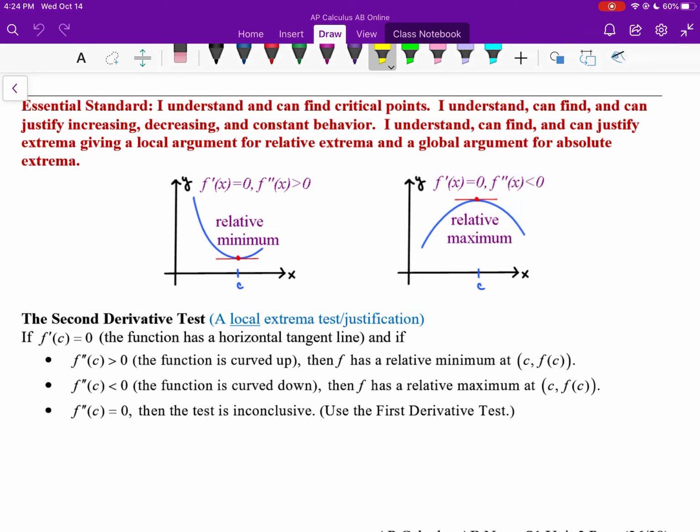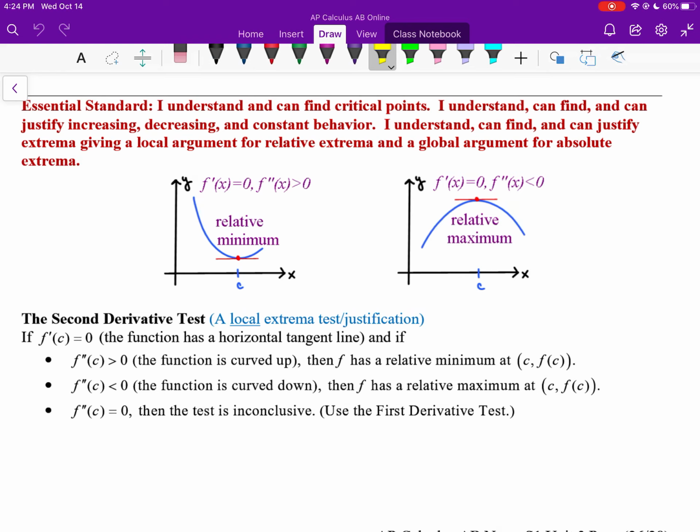Our essential standard for today is I understand and can find critical points. This is where the first derivative is equal to 0 or undefined. I understand, can find, and can justify increasing, decreasing, constant behavior. These again are first derivative questions. Increasing meaning the first derivative is positive, decreasing meaning the first derivative is negative, and then constant is the first derivative is equal to 0.